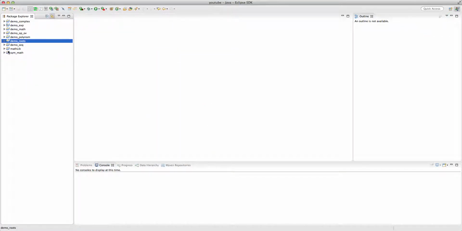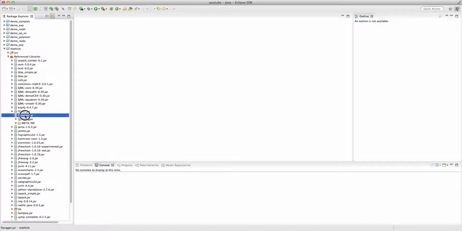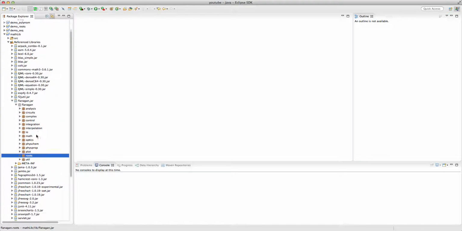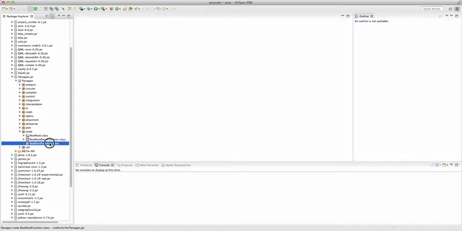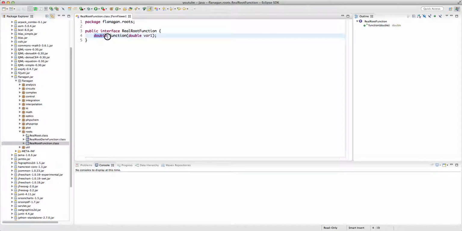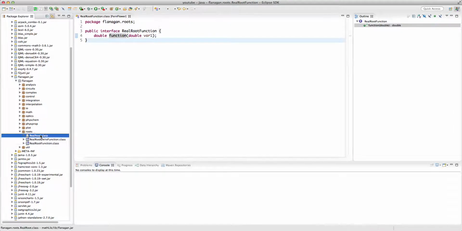If you go to my mathlib library and go to the reference libraries, we have the Flanagan.jar. In the Flanagan we have the roots, and in the roots we have real root function, which is a functional interface, has one abstract method, function, and it takes a double value and returns the value of the function. We also have real root deriv function, which returns an array of doubles. The 0th element is the value of the function, the first element is the first derivative, the second element is the second derivative, etc. Okay, and then we have the real root.